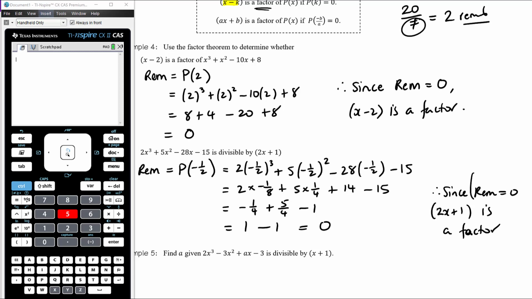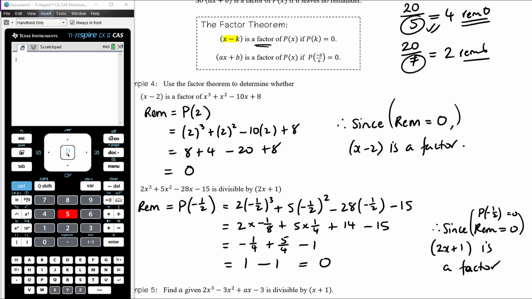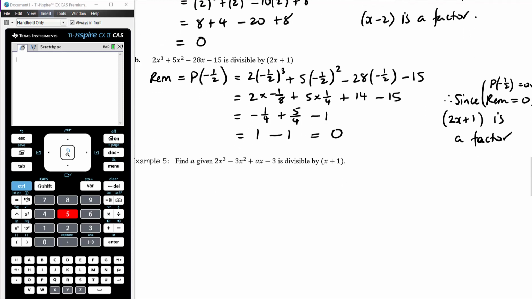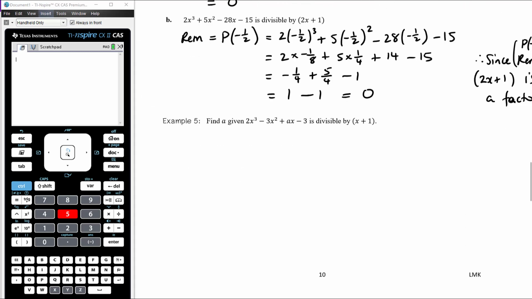Okay, we could also write, rather than remainder equals 0, p of negative a half, that is the remainder, equals 0. Okay, again here we could say p of 2 equals 0. So because p of 2 equals 0, that means the remainder equals 0, and therefore x minus 2 is a factor. Here, because p of negative a half equals 0, that means the remainder is 0, and therefore 2x plus 1 is a factor. Okay, again, let's think about using that in reverse.